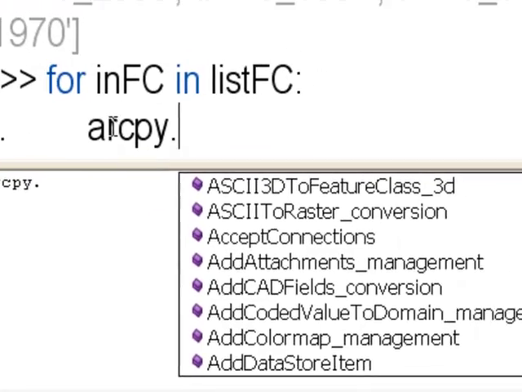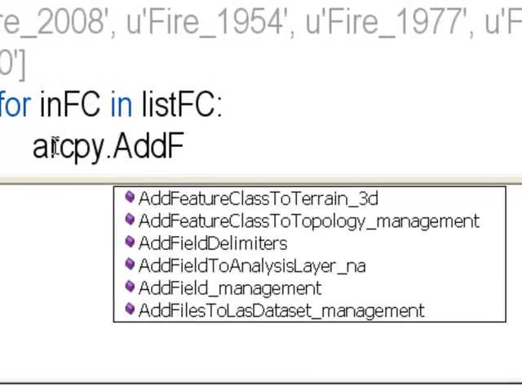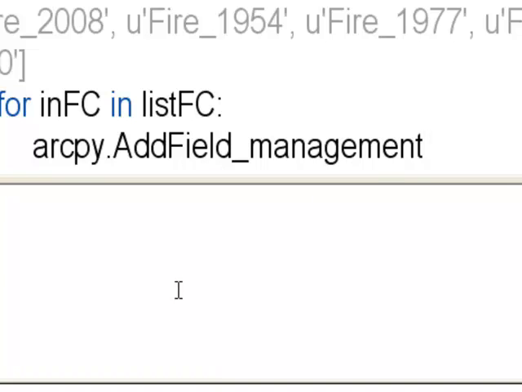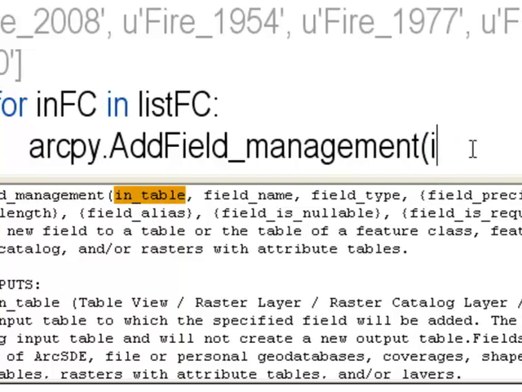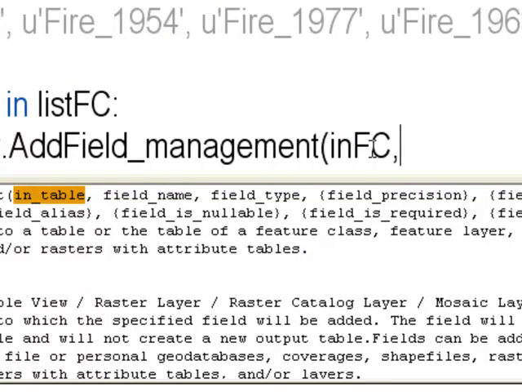Arcpy, and we want to add a field. So add field, and here's add field management. I'll just double click on that. The first thing it needs is the input table we're going to add a field for. So that would be this in feature class. And then the second thing is, what are we going to name our new field? I'll name it hectares.